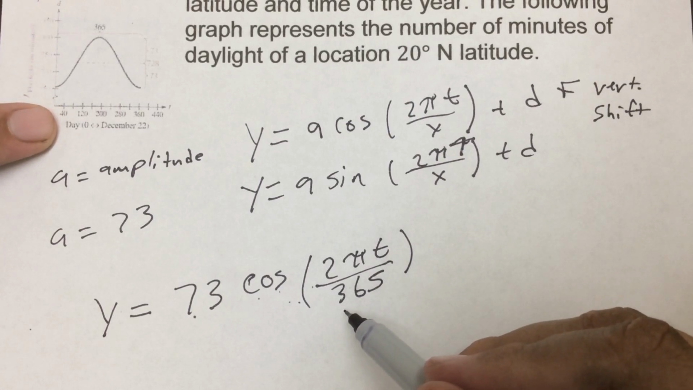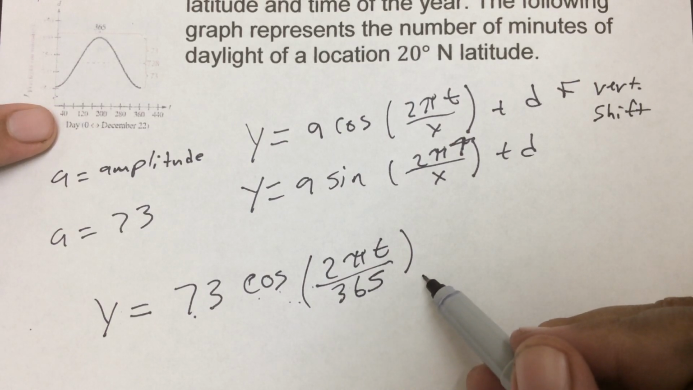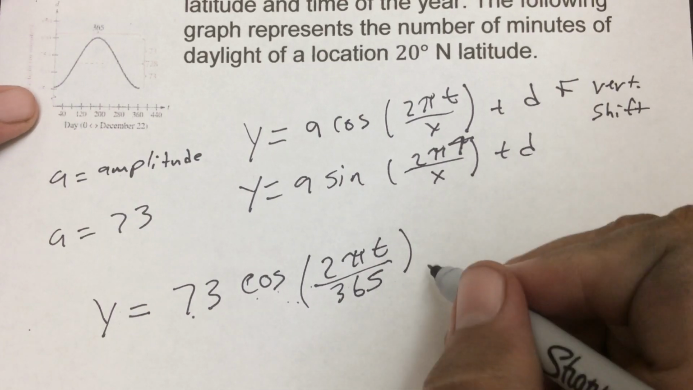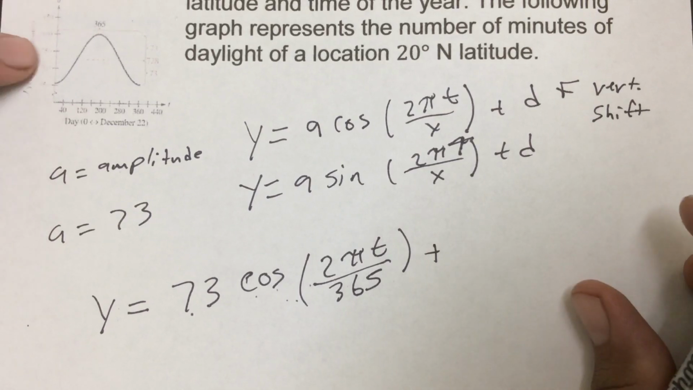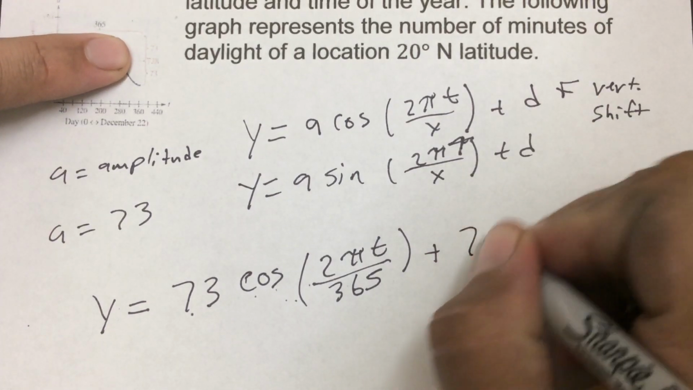But this bottom is going to be how far it's spread apart. So how long is one period? How long does that take? And then plus, well, we're shifted up. We're not over that 0 line. That center line here is at 728.